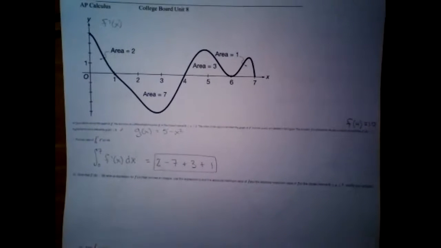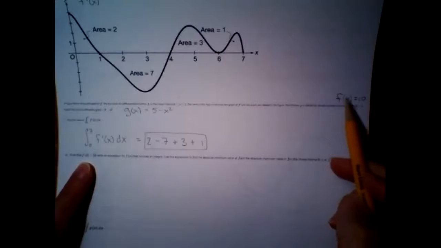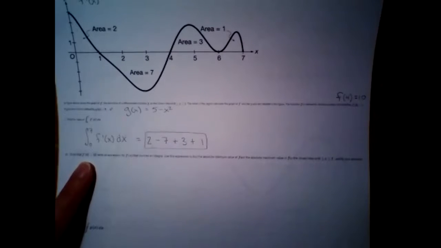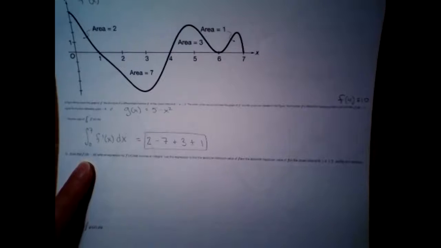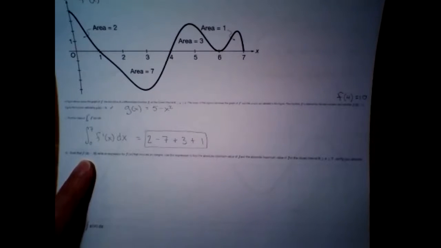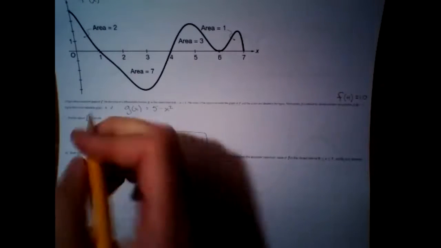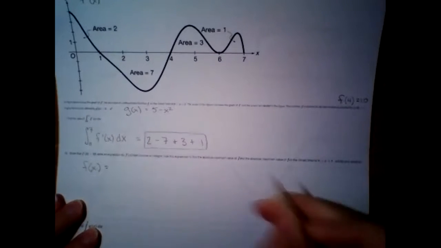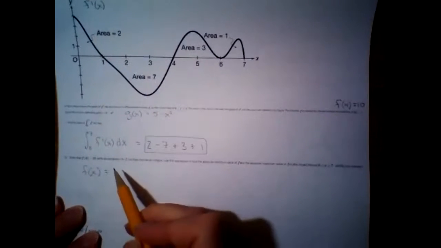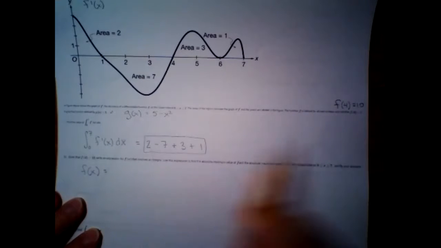All right, letter B. Given that f of 4 equals 10, and they tend to do that sometimes. They'll tell you that in the problem, and then they'll tell you that again in part of the problem. So they told us that twice. Write an expression for f of x that involves an integral. All right, so let's go ahead and do that first. I know there's going to be more to this problem, but let's start with this. This is f prime. They're asking for f of x. So it's going to involve an integral.